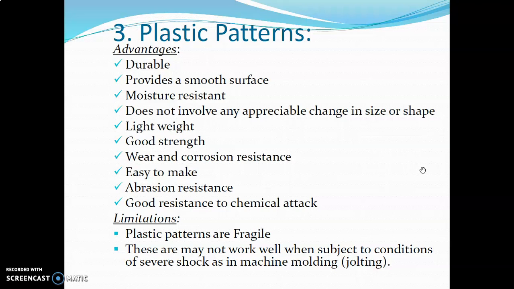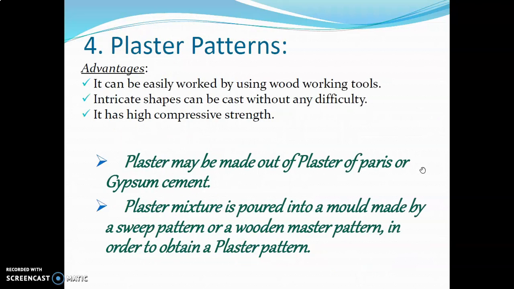Suppose we use plastic as a pattern and we are applying some force on the sand for the ramming process, suppose at the joint. At that time, what will happen? It will try to shrink or distort its shape. So these are the limitations of the plastic pattern. Next, the plastic pattern can be easily worked using woodworking tools. The shape can be cast without difficulty, and it has high compressive strength.